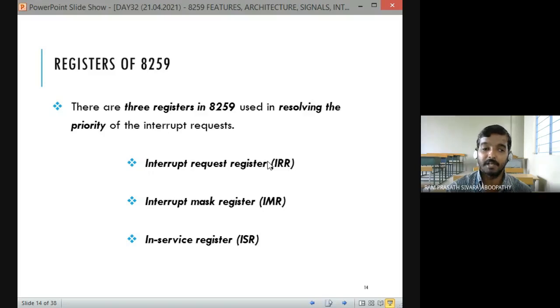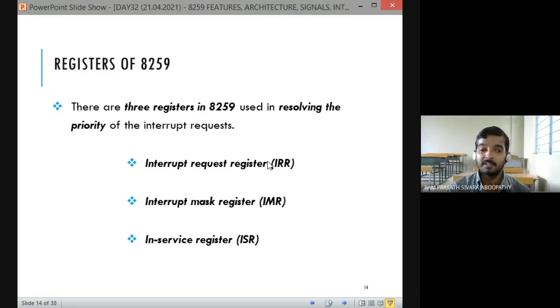Each and every bit in the mask register corresponds to an individual interrupt pin. That means if I write logic one in the corresponding bit position of the mask register, that interrupt will get masked. So 1 for mask, 0 for unmasking.